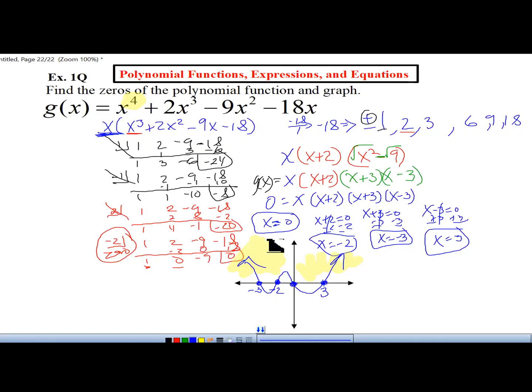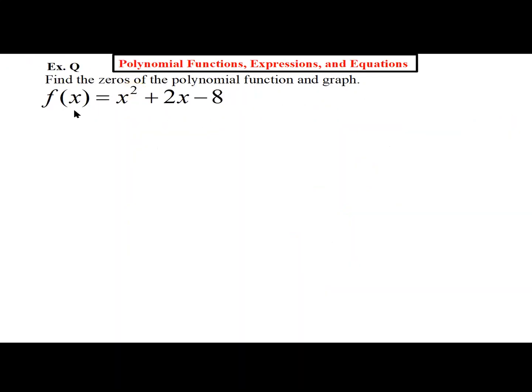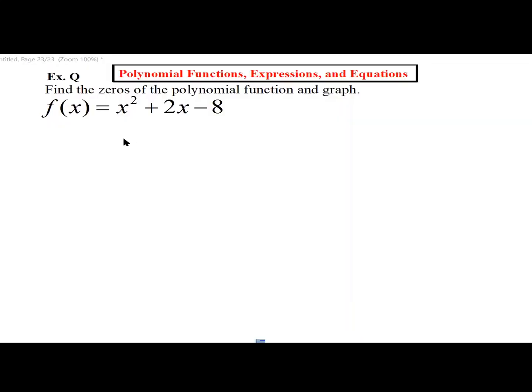Okay, let's do another one. Copy this next one. Example Q. F of x equals x squared plus 2x minus 8. Same instructions. Let's do this one together. It's going to go pretty fast. Here we go. It says find the zeros of the polynomial function and graph. F of x equals x squared plus 2x minus 8.